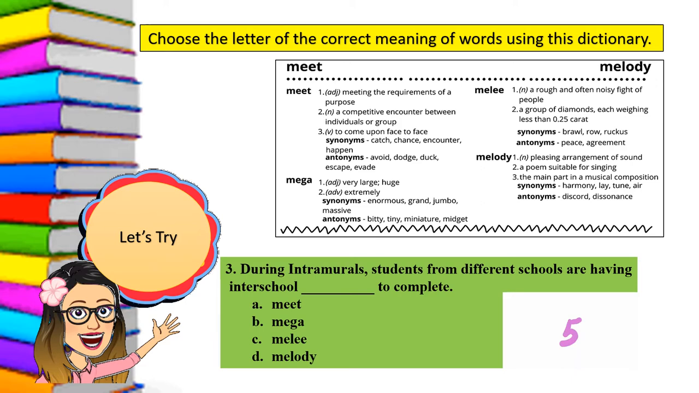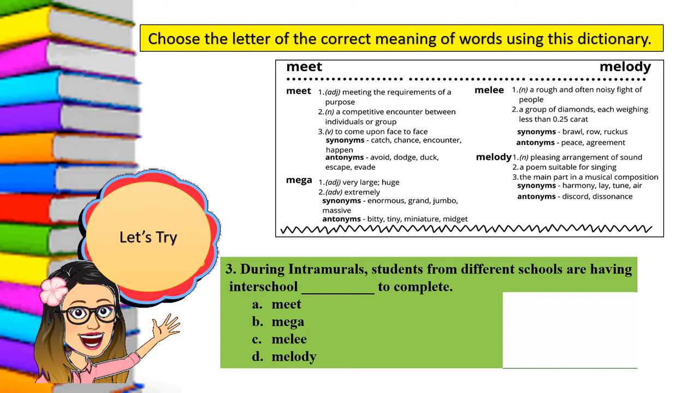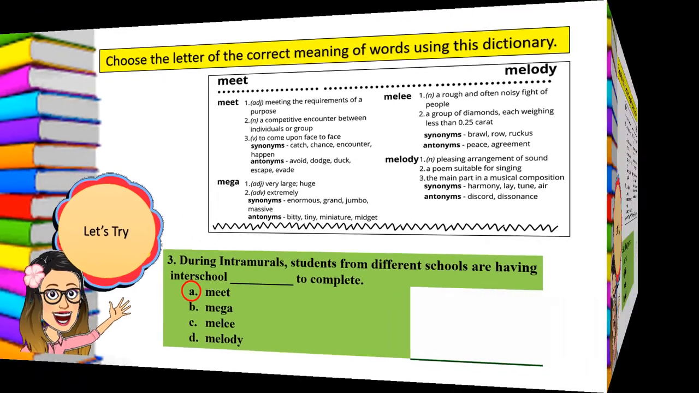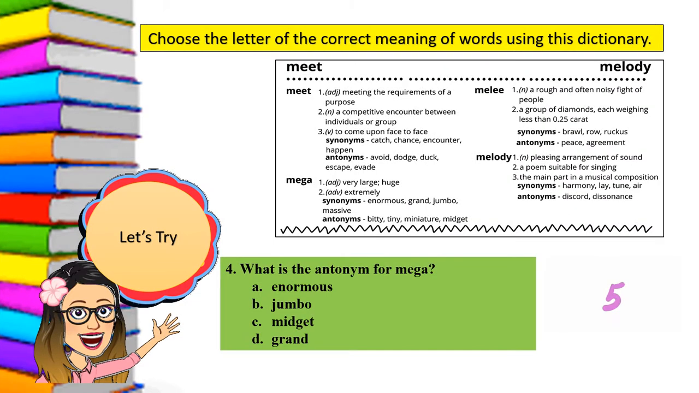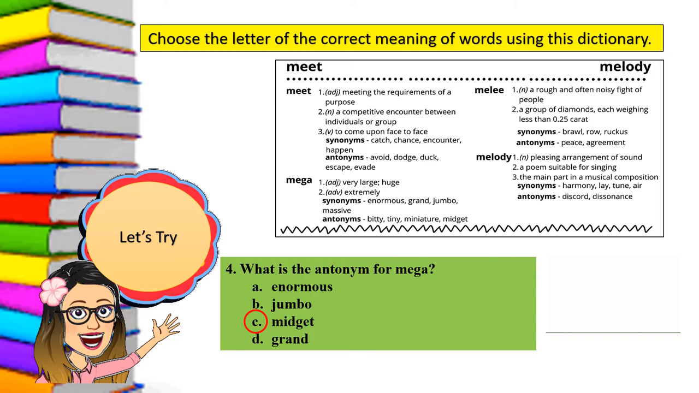Number 3. During intramurals, students from different schools are having inter-school blank to complete. A. Meet. B. Mega. C. Melly. D. Melody. The answer is A. Meet. Number 4. What is the antonym for the word mega? A. Enormous. B. Jumbo. C. The answer is letter C.